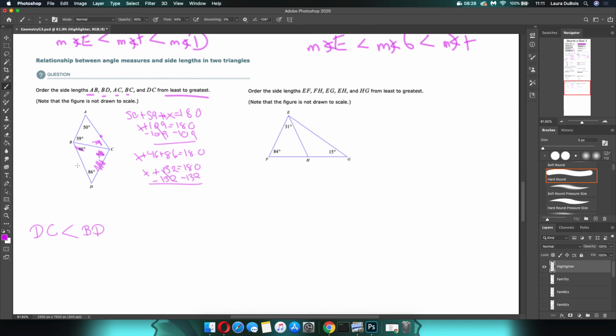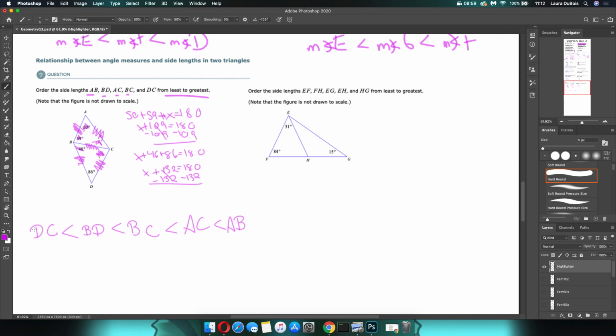So 48 is done, which means BD is done. Next is 50. So that is going to be BC. So 50 is done. Then 59 is going to be AC, so that side is done. And then what's bigger, 79 or 86? 79, so it's going to be AB, and then that's everything. That's how you're going through this.